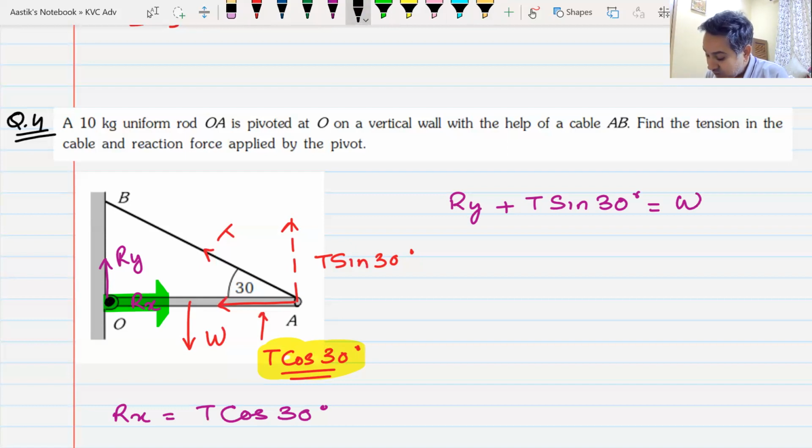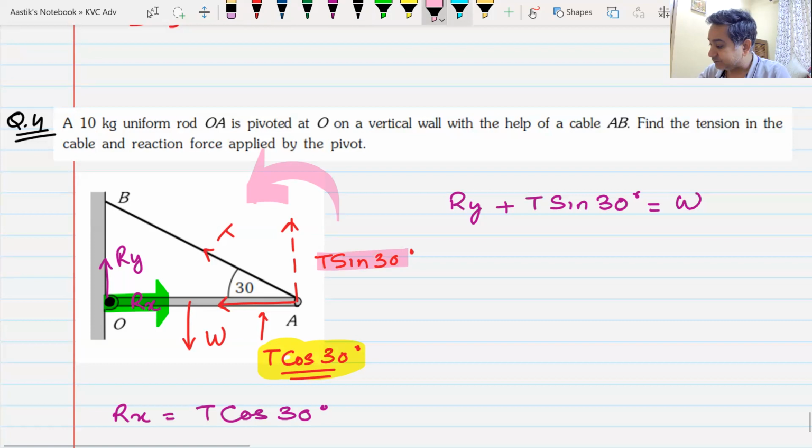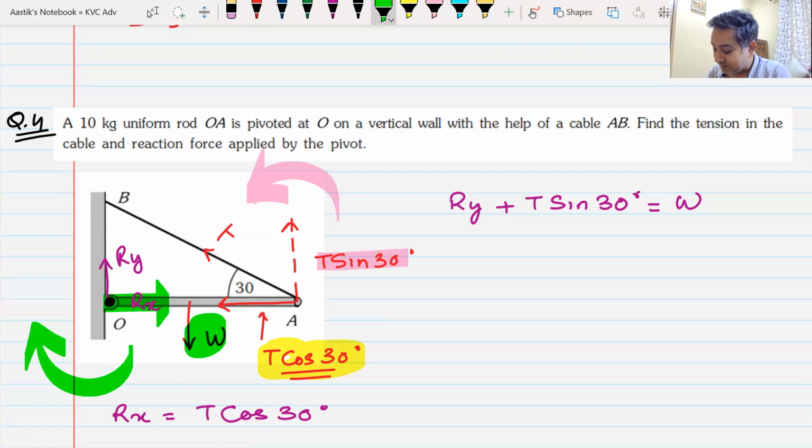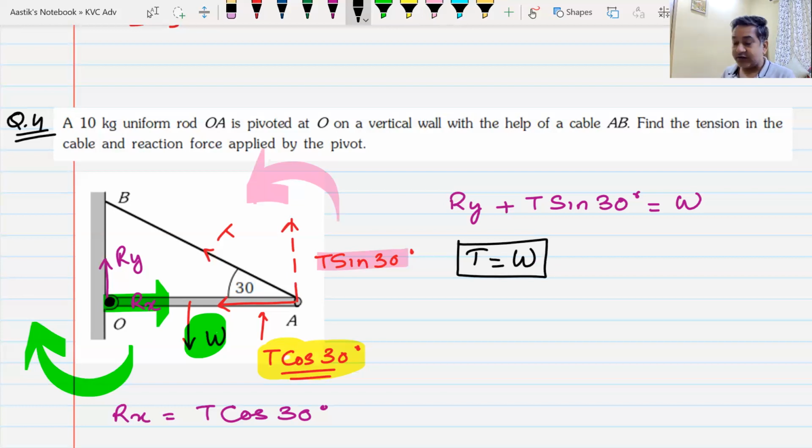Yes or no? Yes, sir. Because if you find torque about this point O, the reaction vanishes. Who is creating torque about this point O? This T sine 30 is creating torque like this, yes or no? Yes, sir. And this weight is creating torque like this. T cos 30 cannot create a torque because it passes through that point. So from there you can get the value of T. What is the value of T you are getting? 100 Newton. T will be equal to W, which is equal to 100, yes or no?